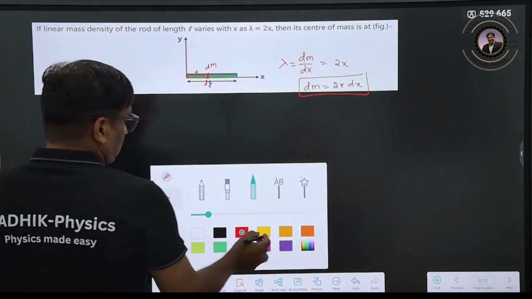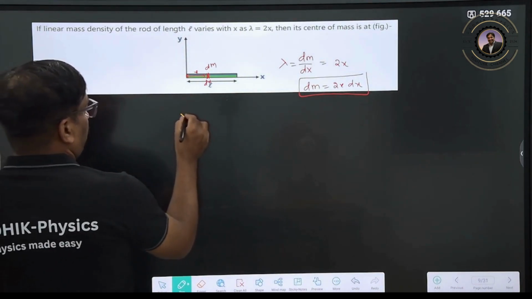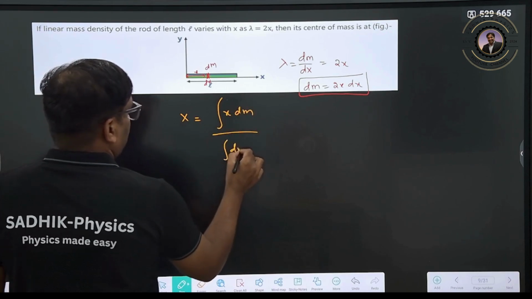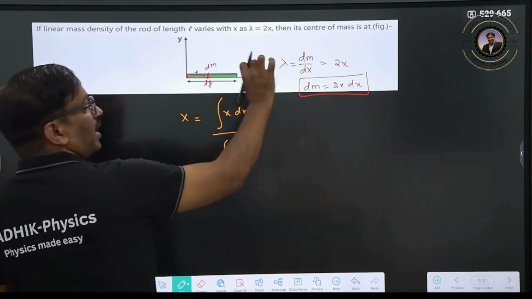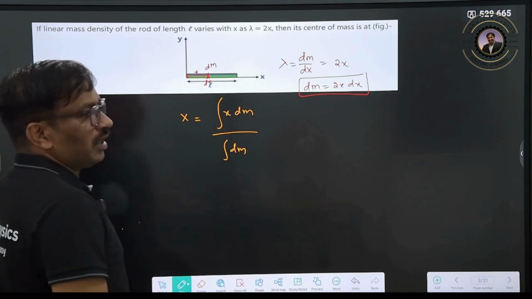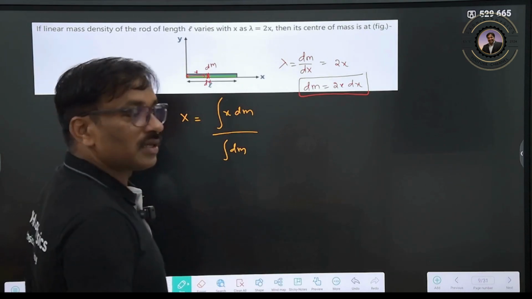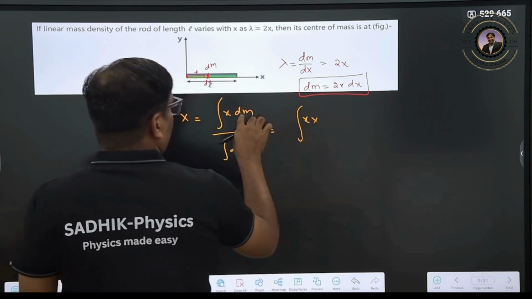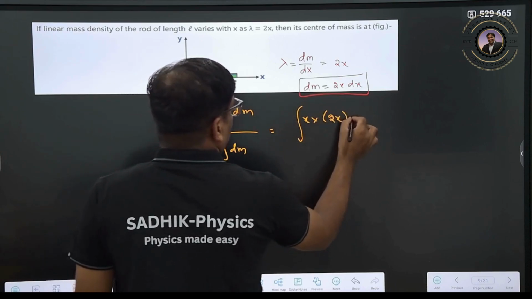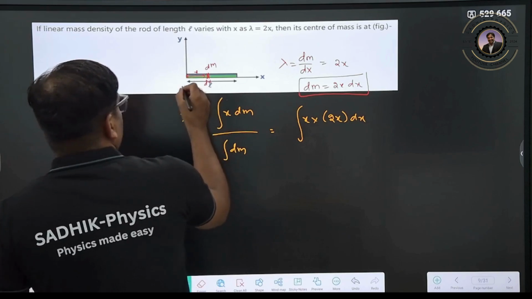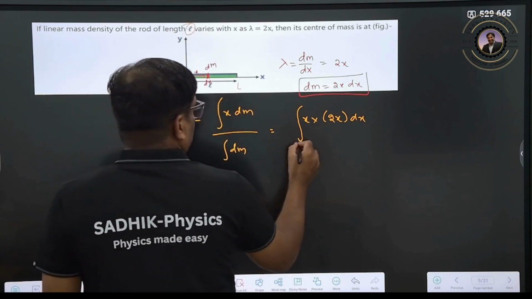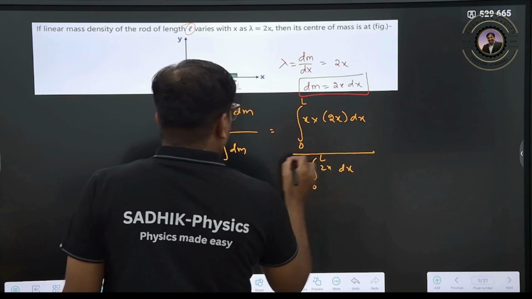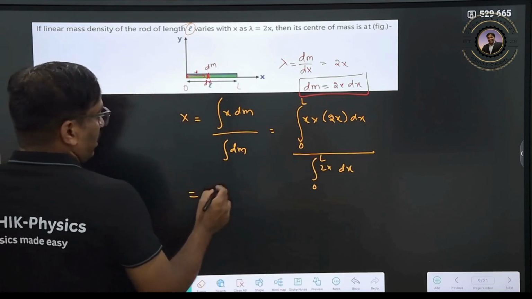Now you know how to do this center of mass problem. Therefore x equals integral x dm by integral dm. Here the RCM lies only along the x axis, that's why I am taking it; if it lies along the x axis and y axis, we take RCM. At distance x, into dm, which is 2x into dx. The length is from 0 to L, because the total length is L. So the integral of 2x into dx from 0 to L, directly substitute and do simple integration.